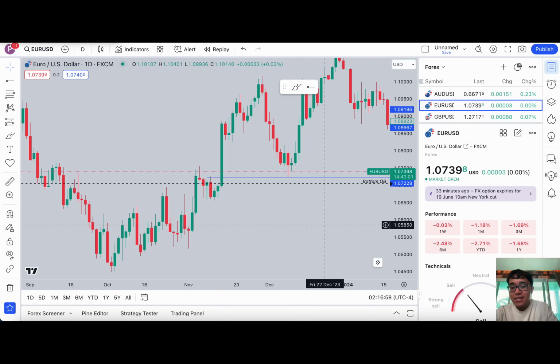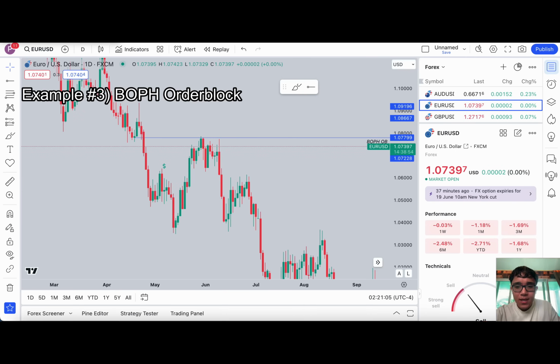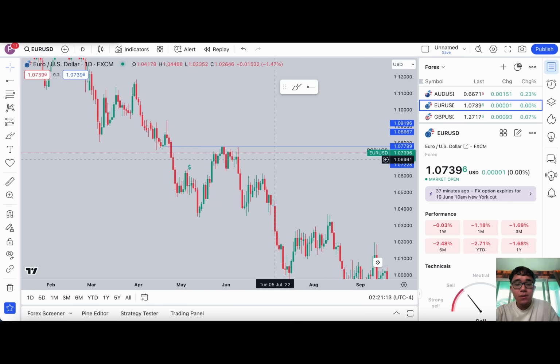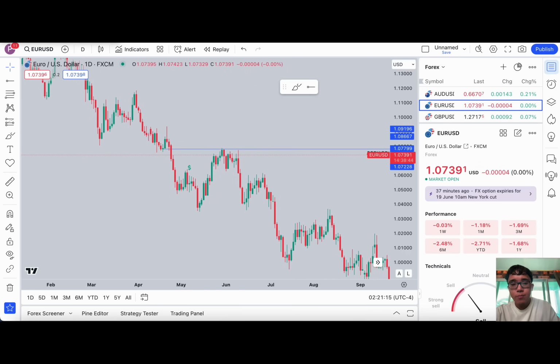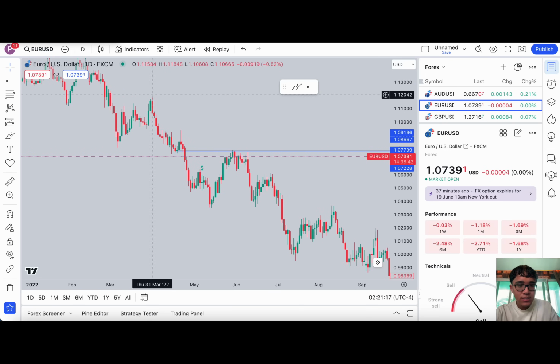And now finally, let's talk about the last two order blocks. Now, as you can see here, this is a clean example of my favorite type of order block, which was the break of prior high order block. So like I mentioned, we need to be overall bearish if we're looking for bearish order blocks, and that is exactly what is happening on the higher time frame. We are in a downtrend.